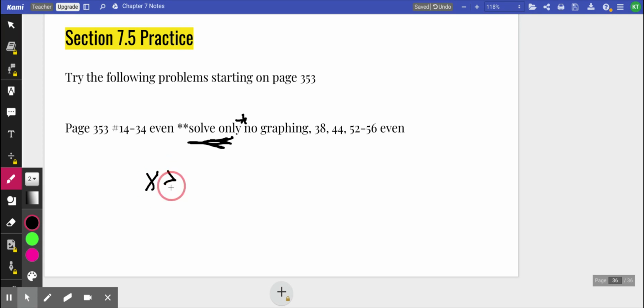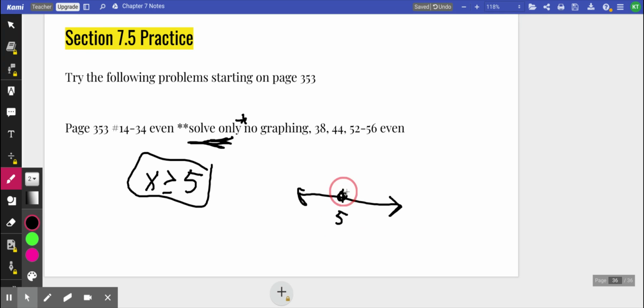So if your answer is x is greater than or equal to 5, okay, that's good. That's all you have to do. You don't have to do the number line where we say there's 5, right? We don't have to do that part of it. And then you're also doing 38, 44. And then practice these review problems.